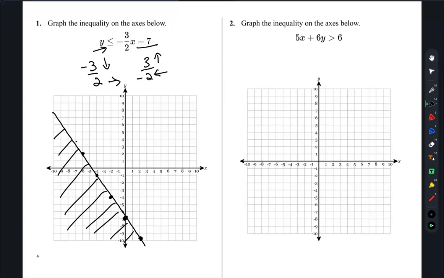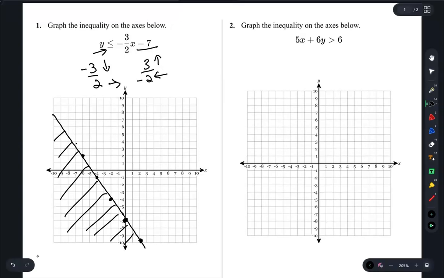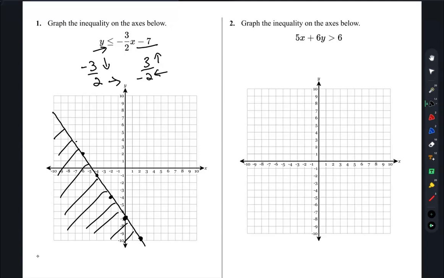All right. Let's take a look at number two. Number two is in standard form. Instead of being y equals mx plus b, like number one, it's in ax plus by equals c form. What we want to do is isolate that y. We want to make it look like number one over here, with the y by itself.